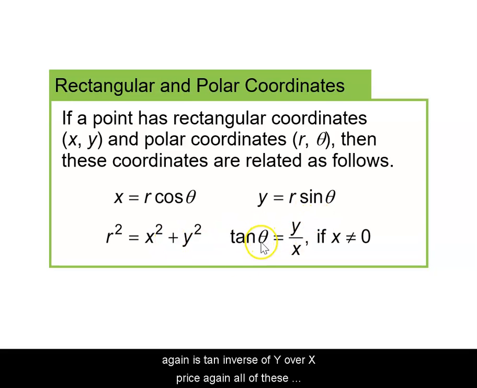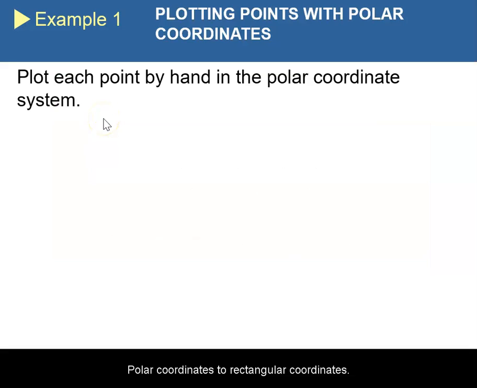And again, theta is tan inverse of y over x, right? So again, all of these things are something familiar to us. We've seen these relations at the beginning of this chapter. So we're using those same relationships in order to be able to convert from rectangular to polar coordinates, and also from polar coordinates to rectangular coordinates, okay?